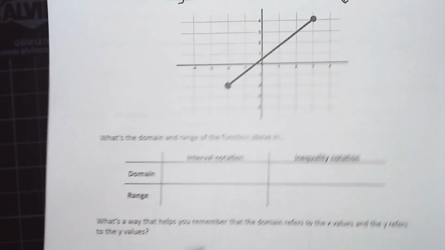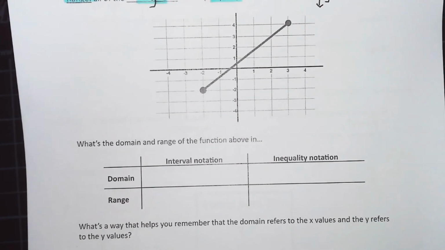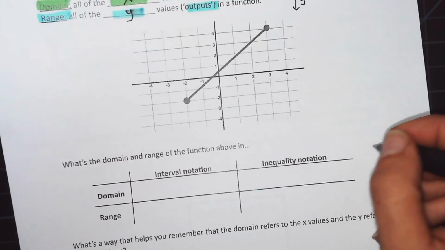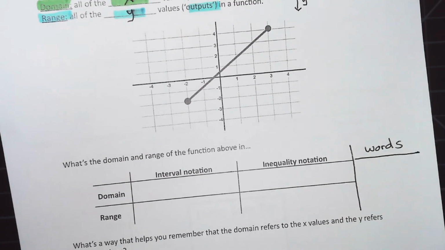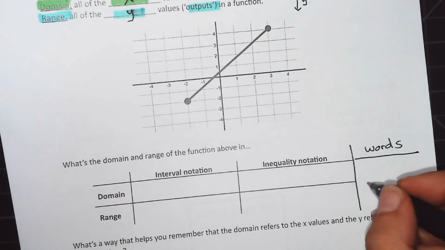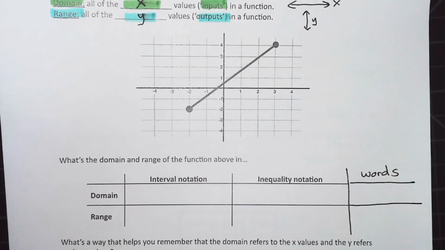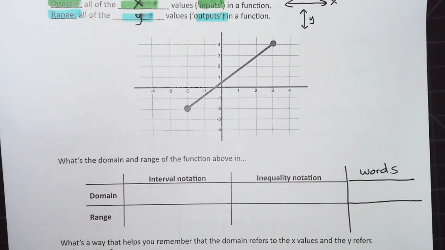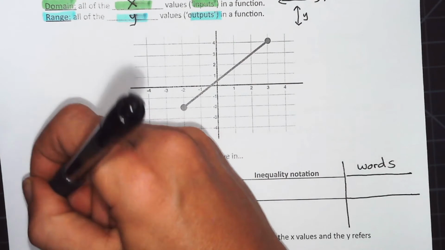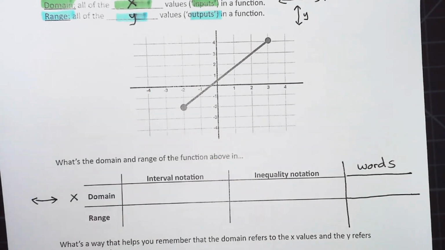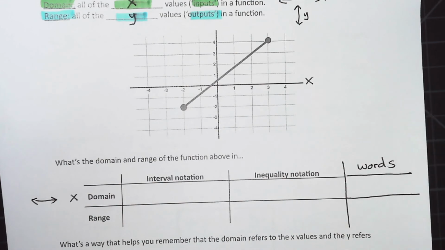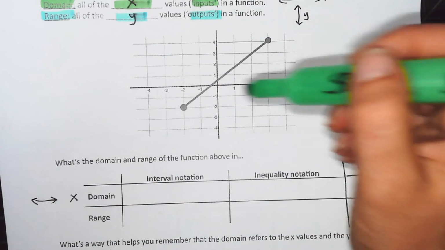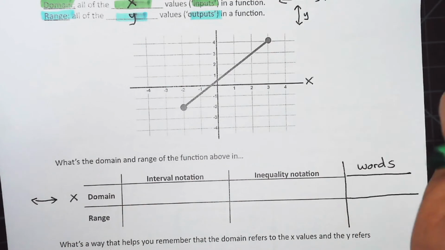The first way that I want to look at domain is actually in words. So we're going to add a words column here. When we're talking about domain, we're thinking about the x values, we're thinking about the horizontal axis. So let's go ahead and label our x-axis. And what we want to do is identify all of the x values that go along with this function. So we're going to trace the values, these endpoints, back to the x-axis.